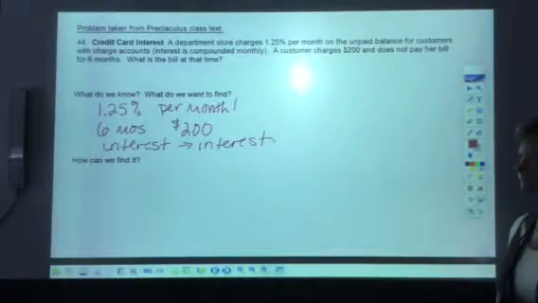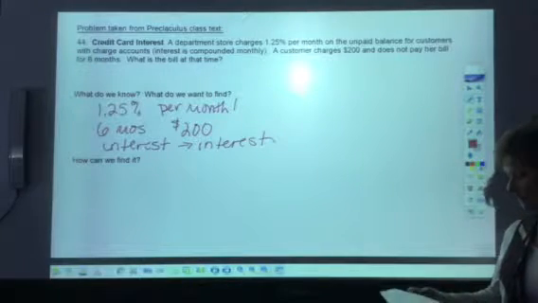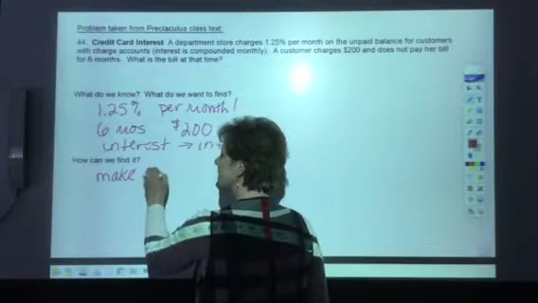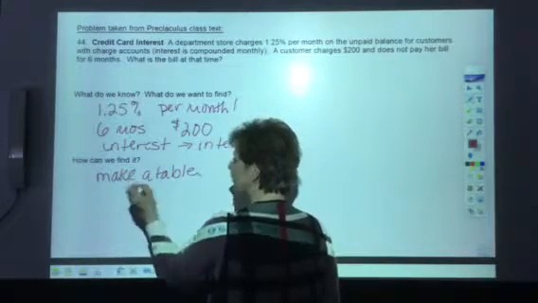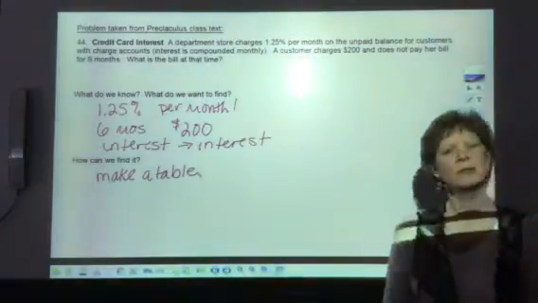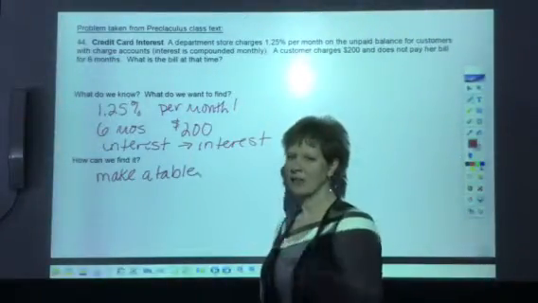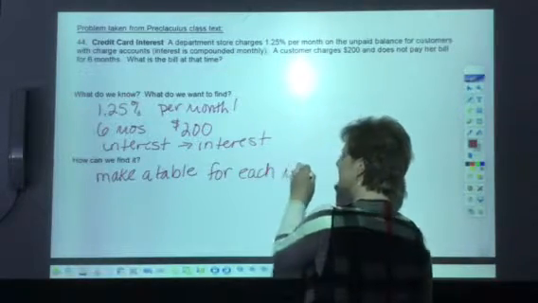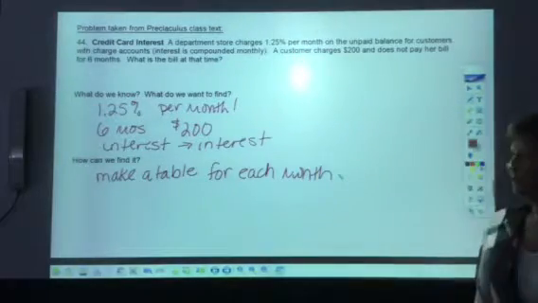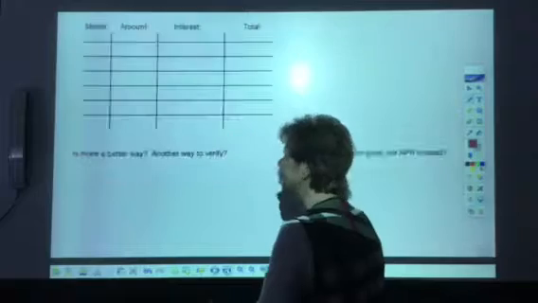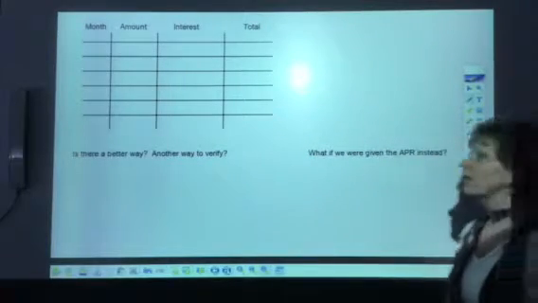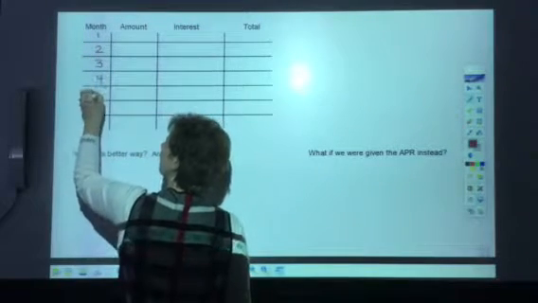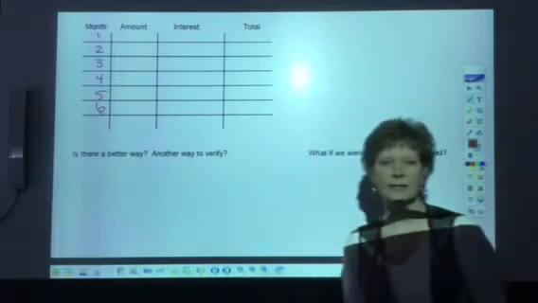So how can we find it? Well, we could make a table and find what the bill would be for each month. And I think that's the most common one that the kids come up with, because it's only 6 months, they can calculate that for each month. So we break out a grid, and they start calculating for each month. So we've got first month, second, through the 6 months that the money sits there.